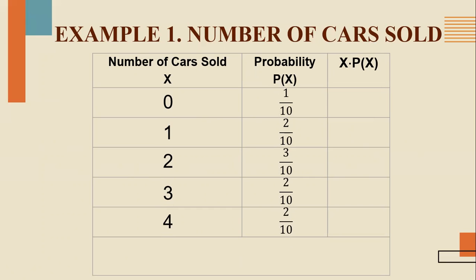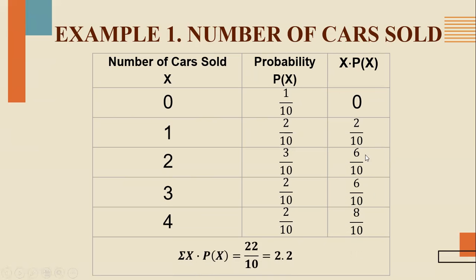Then we will multiply the two. 0 times 1 over 10 is 0. 1 times 2 over 10 is 2 over 10. 2 times 3 over 10 is 6 over 10. 3 times 2 over 10 is 6 over 10. And 4 times 2 over 10 is 8 over 10. And then we will get its summation to solve for the mean. So for the mean, we have 22 over 10 or 2.2. So the mean of the number of cars sold is 2.2.